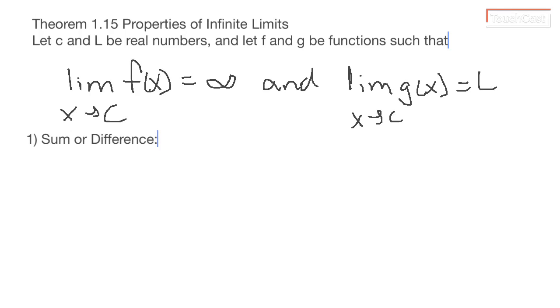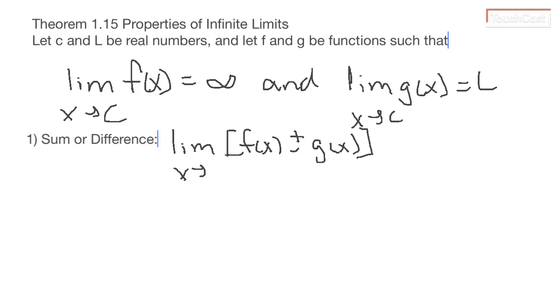What we would say here is that the limit, if we take our two functions, f of x, and we either add or subtract g of x from it as x approaches c, that is going to equal infinity. Essentially, that's saying if we take infinity and we add or subtract a number to it, we're still going to get infinity. Our second property looks at products.